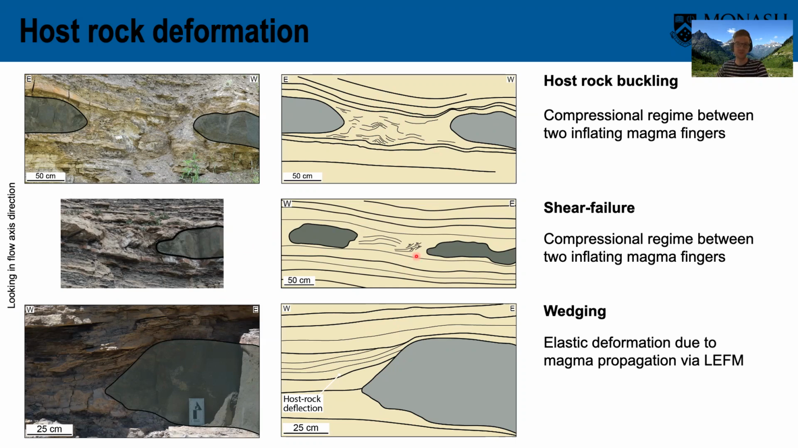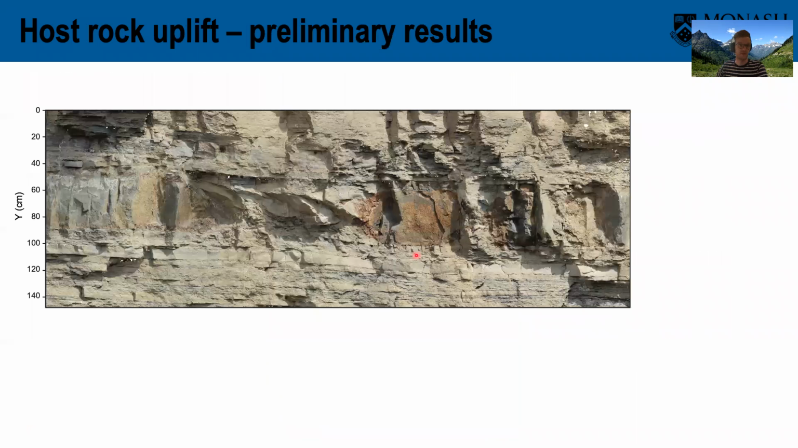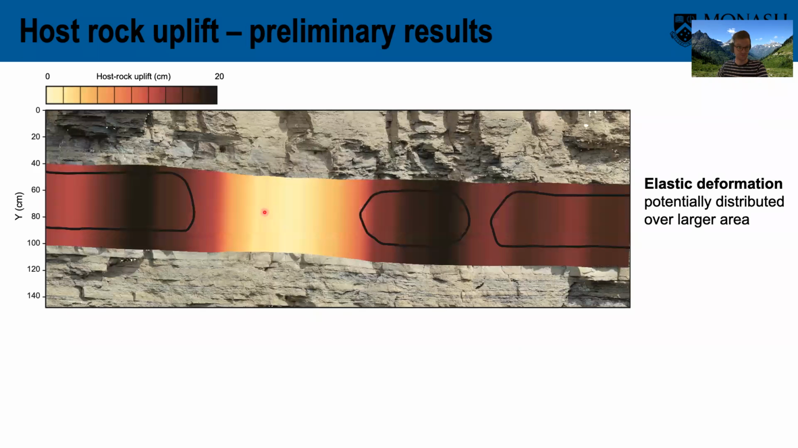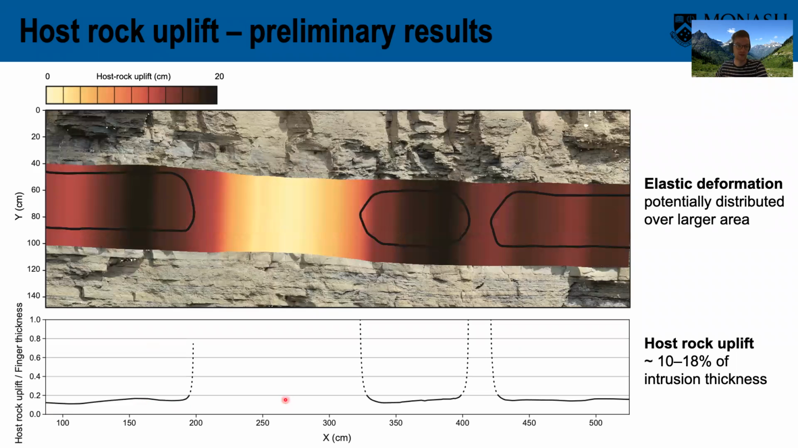As a last step, we were interested in having a closer look at the amount of host rock uplift above fingers. For this, we again mapped fingers in cross-section. Here we have shear failure, we have some host rock fluidization at this finger, and we mapped the host rock thickness of some beds. The host rock thickness varies up to 20 centimeters, so there is a host rock uplift of up to 20 centimeters. Compared to the finger thickness, we can show that up to 18% of the finger thickness during the emplacement was accommodated by host rock uplift.